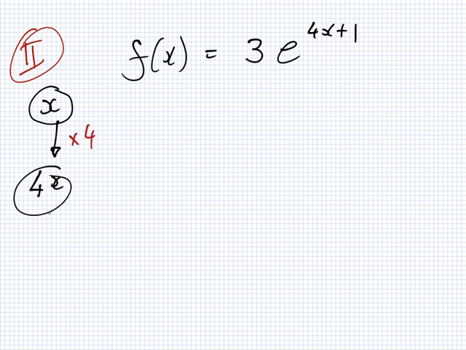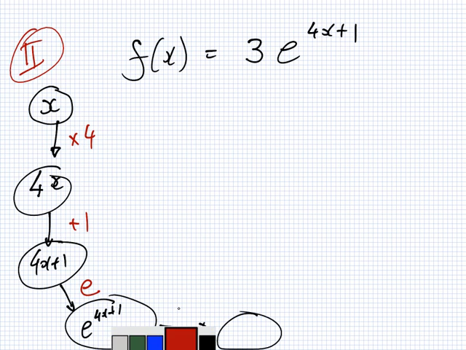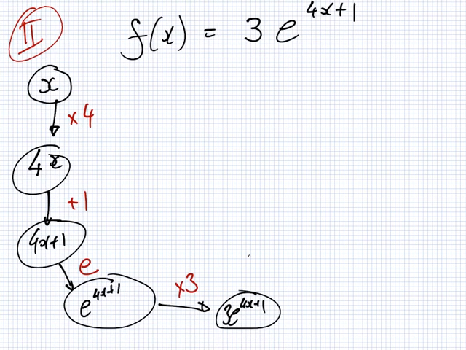Now what would be the next thing? You want to add 1. And then what would be the next thing? The e to the power, and then the last thing would be to times 3, which would be 3e^(4x+1). Okay, well that doesn't help us get the inverse yet, but it will in a moment, because what you can do is go backwards. Watch carefully.